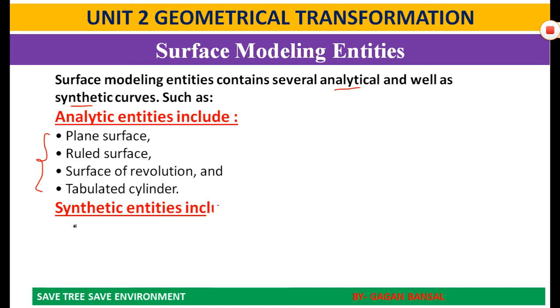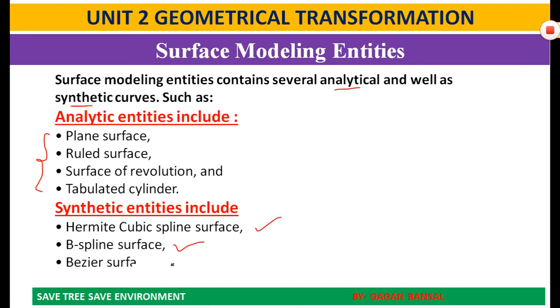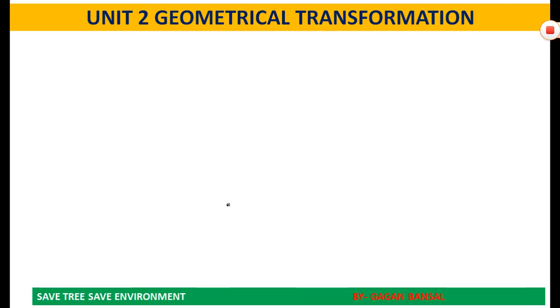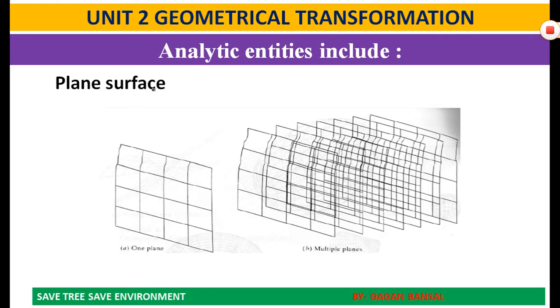Then synthetic entities include HC spline curve surface, that is Hermite cubic spline surface, B spline surface, Bezier surface, and cone patches, and many others. So let's see all of these very fast. First is plane surface. As you can see, this is one of the analytic entities, which includes a single plane showing two axes with the skin, and we can have multiple planes.